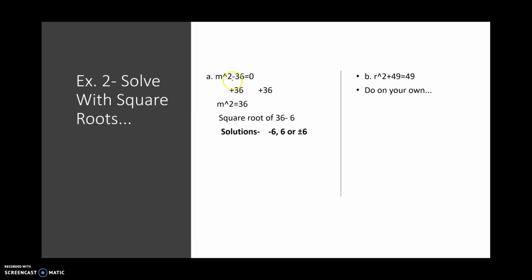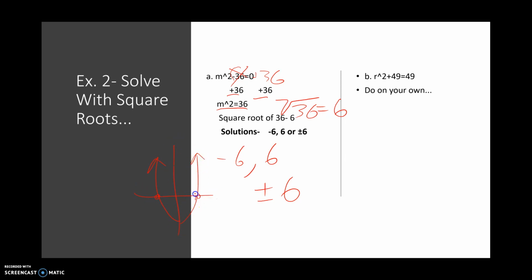Example 2, solve with square roots. So let's look here. M squared minus 36 equals 0. So you're going to add your 36's. So we're going to lose our 36 here, and then we're going to add a 36 here. M squared equals 36 is our new equation. The square root of 36, because this is M squared, is 6. So our solutions are negative 6 and 6. Because with your parabola, you have it like this. It's going to hit a negative and a positive. So unless you have a real world problem, it's going to be a negative and a positive usually.